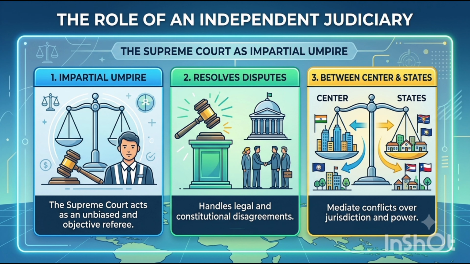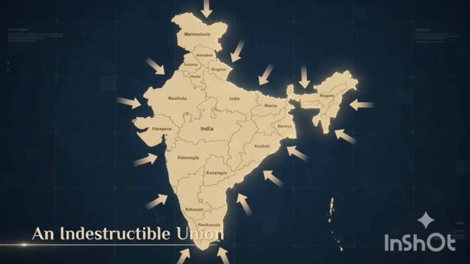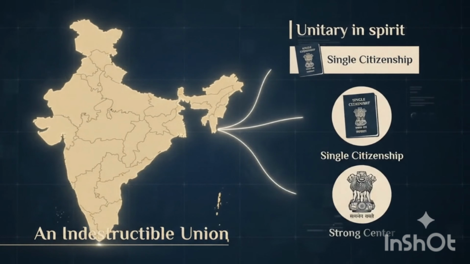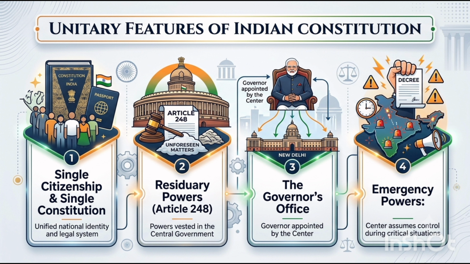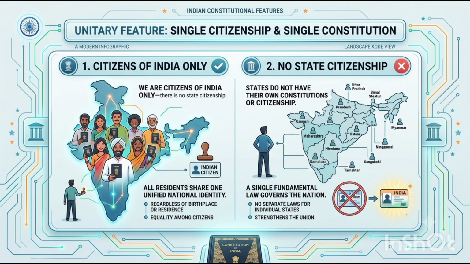Now let's move ahead to the unitary features, which are single citizenship and single constitution, residuary powers, integrated judiciary and All India Services, the Governor's office, and the emergency powers. So now again I'll explain each of them one by one. Let's first start with single citizenship and single constitution. As we know, we are citizens of India only. There is no state citizenship.